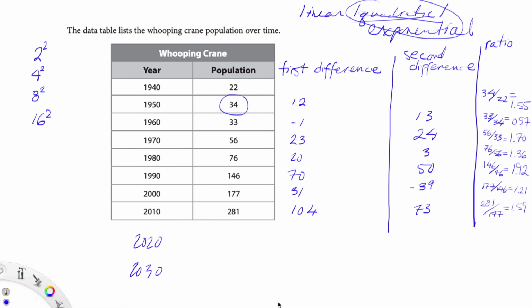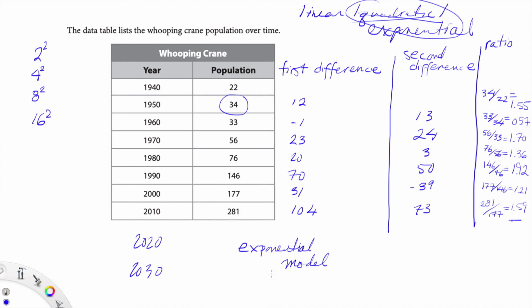Here I finished calculating all the ratios. What we notice is that 22 to the power of 1.55 is 34, 34 to the power of 0.97 is 33, and so on. You see that the ratio is about the same. So for this one, you can use an exponential model.